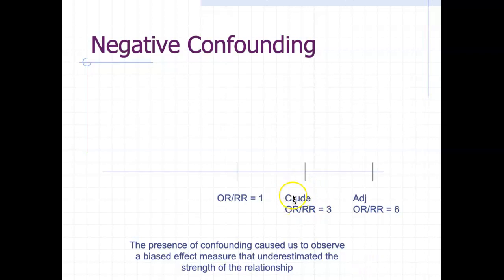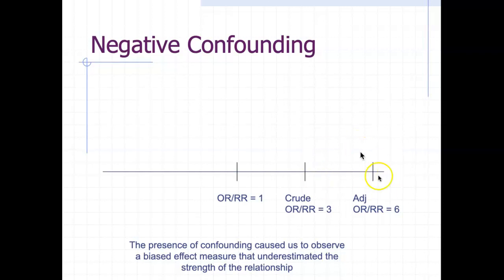Remember, this is a biased measure, and when we calculated this, we only got a measure of 3. But after we adjusted for the confounding and accounted for that in our study, we got a more valid measure of association, which shows that the odds ratio or relative risk, regardless of which one you're using, is actually 6. So we see that this biased measure we saw originally caused us to underestimate the strength of the relationship between our variables.